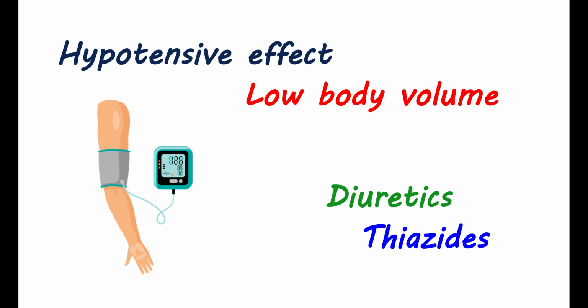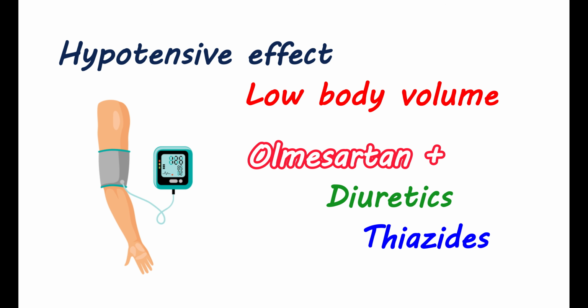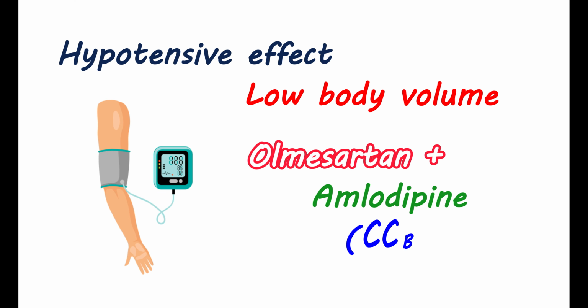Thiazides can increase urinary excretion and produce loss of body volume. This may help in reducing your blood pressure. That's why they may be combined with olmesartan for producing better control of blood pressure. Amlodipine is a calcium channel blocker that can be combined with olmesartan. However, when they are used at higher doses, they produce very significant hypotension.